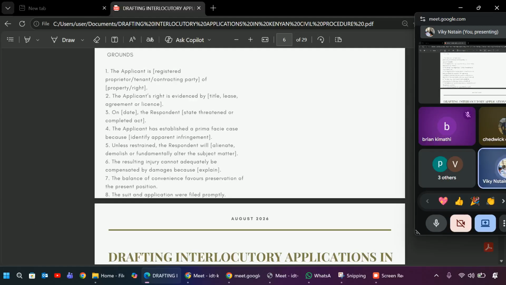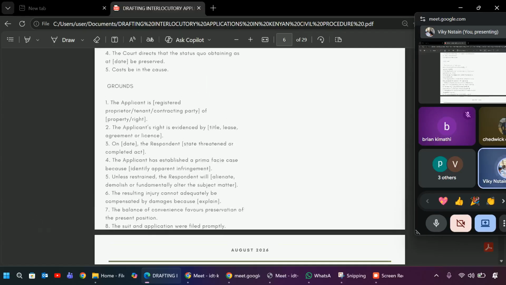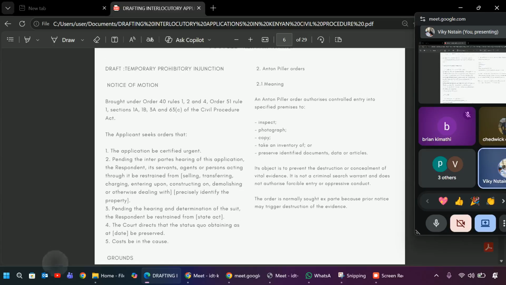And unless restrained, the respondent will do that act, okay? It's either alienate, demolish, or fundamentally alter the subject matter. And the resulting injury cannot adequately be compensated by damages because of this reason. So you give a brief explanation. Then the balance of convenience favors preservation of the present position, okay? So the suit and application were filed promptly without unreasonable delay.